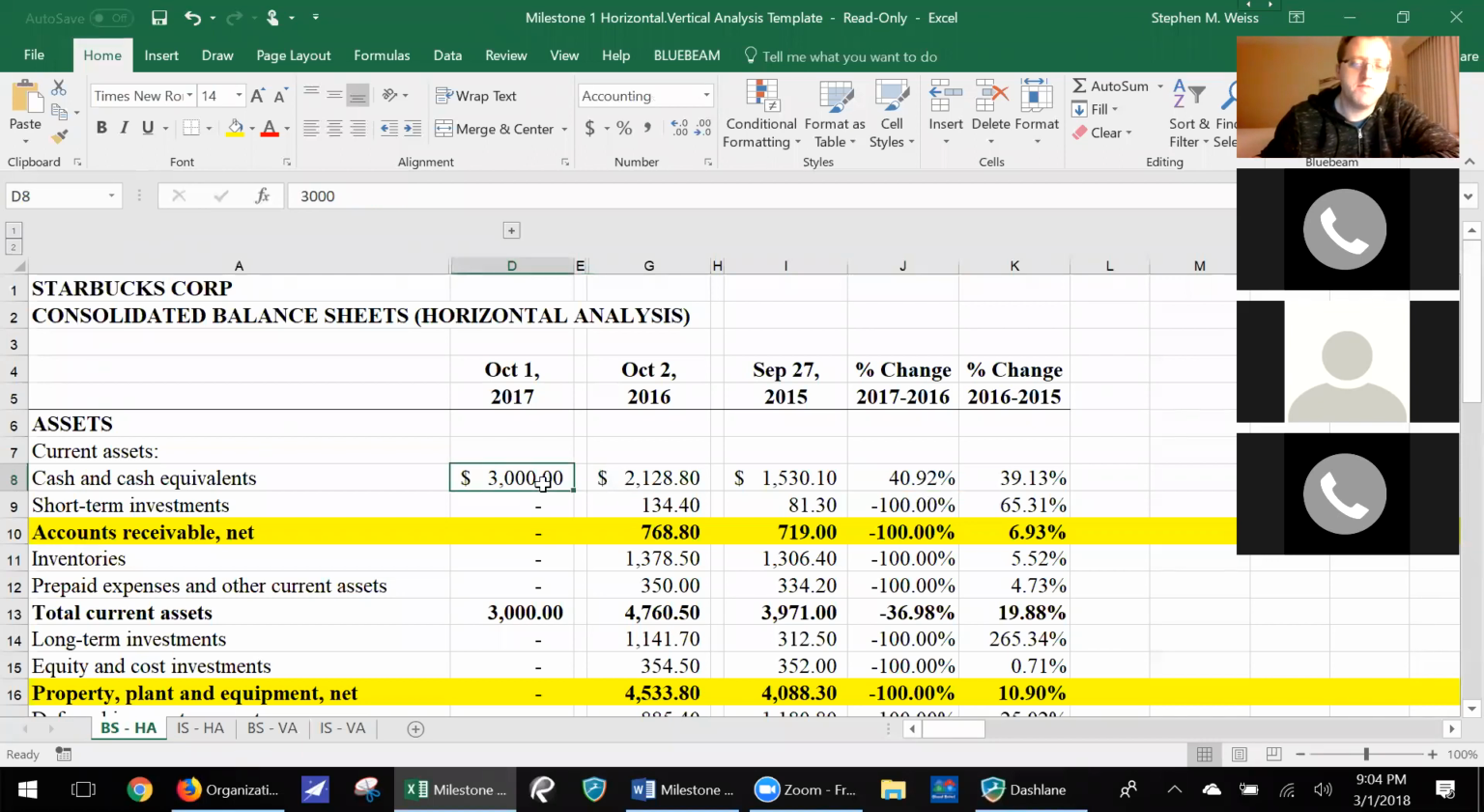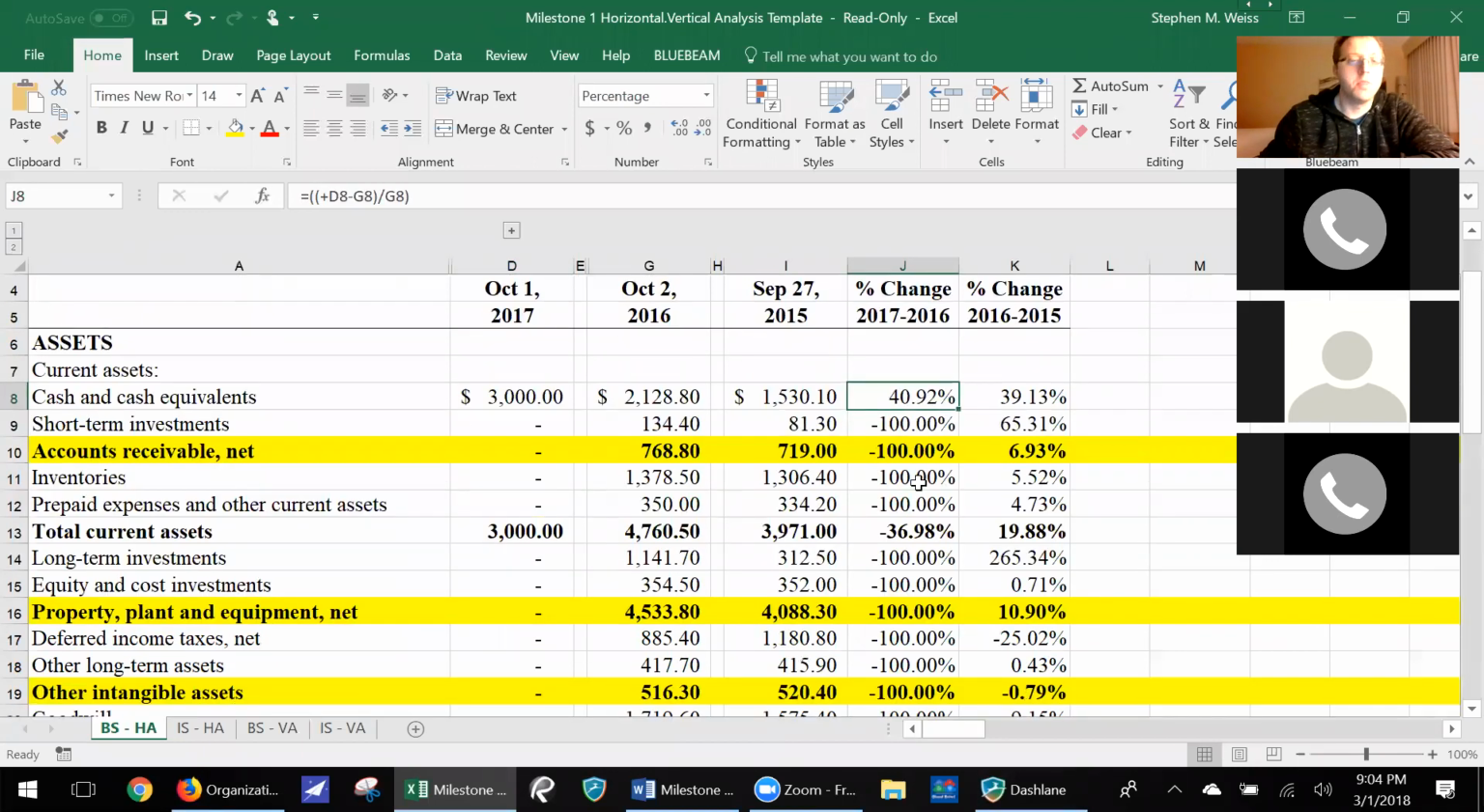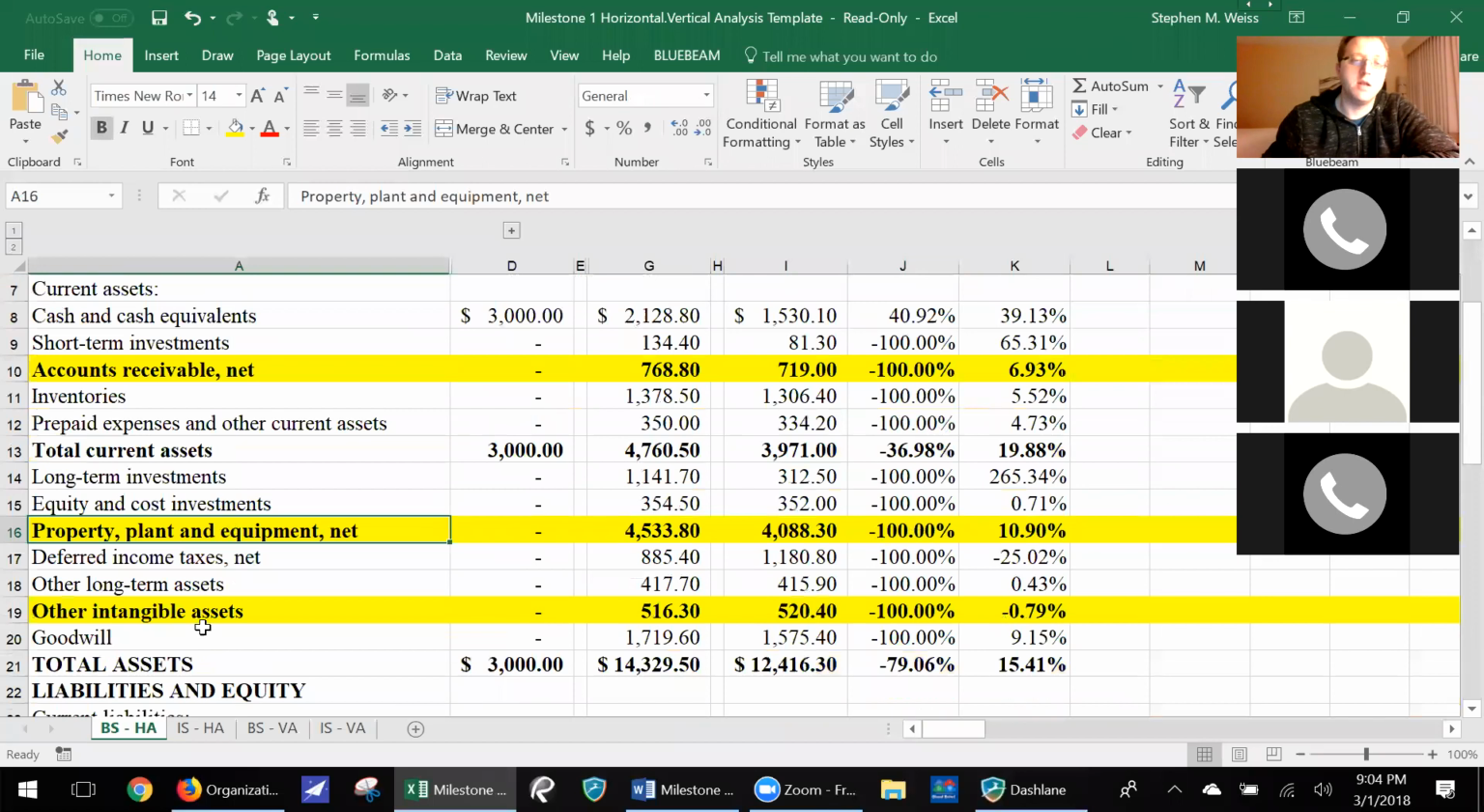But you also have to keep in mind that these numbers, this is not $3,000. These numbers are presented in thousands, which means you have to add 3 zeros after the number. So this 3,000 becomes 3 million, et cetera. So you got to make sure you keep that in mind. But again, these percentage changes are not really going to change that much. Again, the only areas that you have to focus on are the items highlighted in yellow.